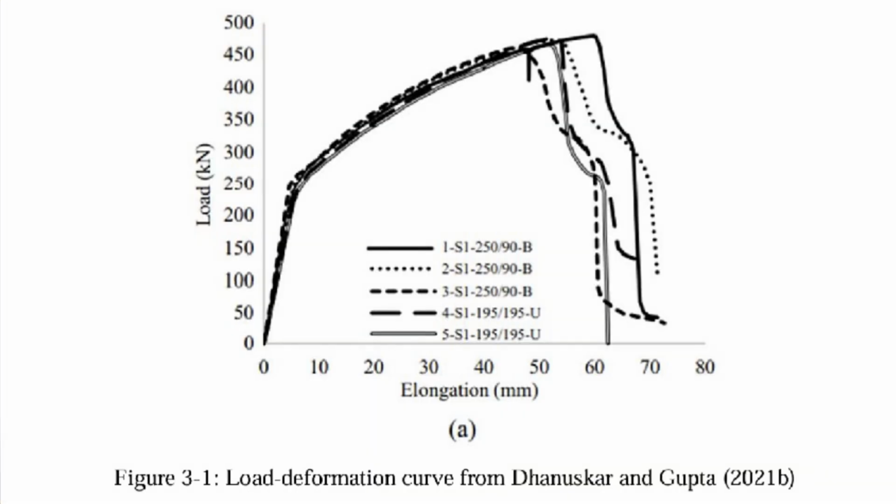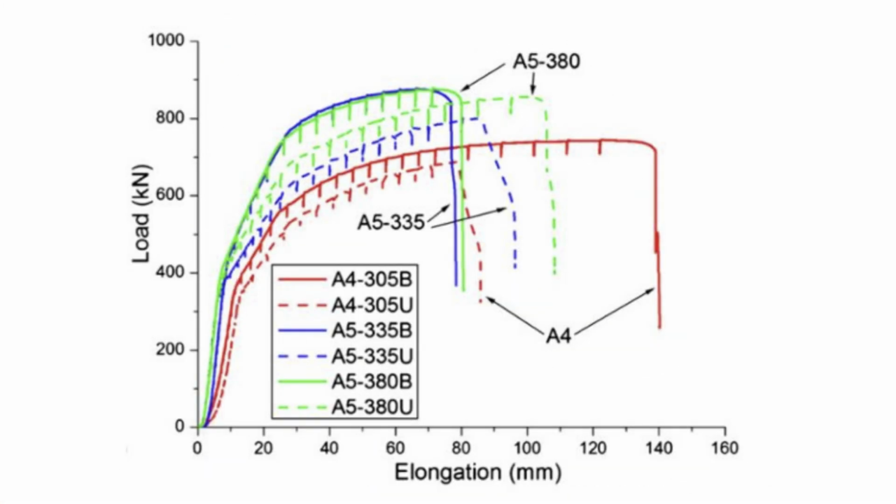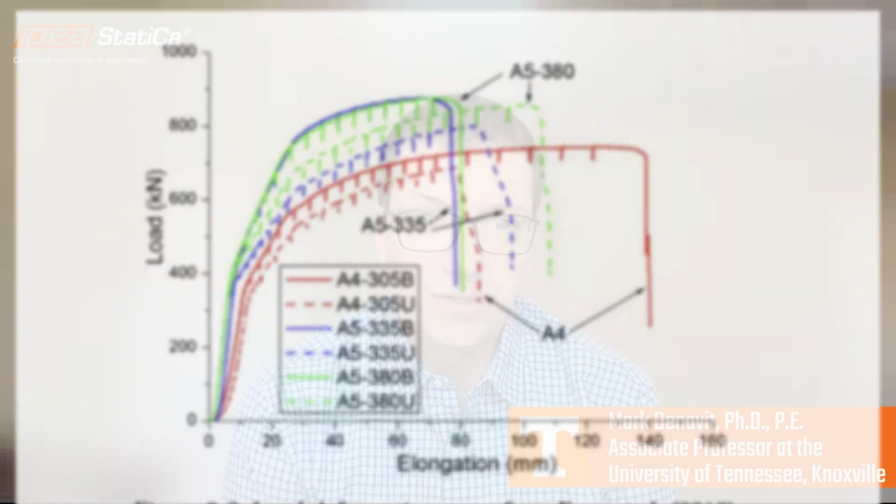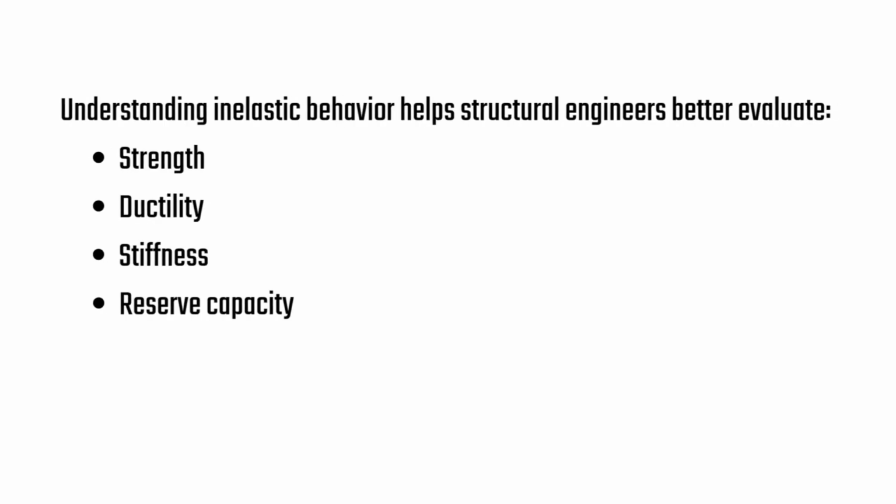Inelastic behavior is important because it naturally occurs in real structural connections. Under load, steel connections begin to yield locally, redistribute forces, and continue carrying load beyond the initial yielding. Traditional design methods simplify this behavior into isolated checks and equations. This is practical and effective, but it doesn't always show the full picture of how the connection behaves. Understanding inelastic behavior helps engineers better evaluate strength, ductility, stiffness, and reserve capacity, especially for complex or non-standard connections.